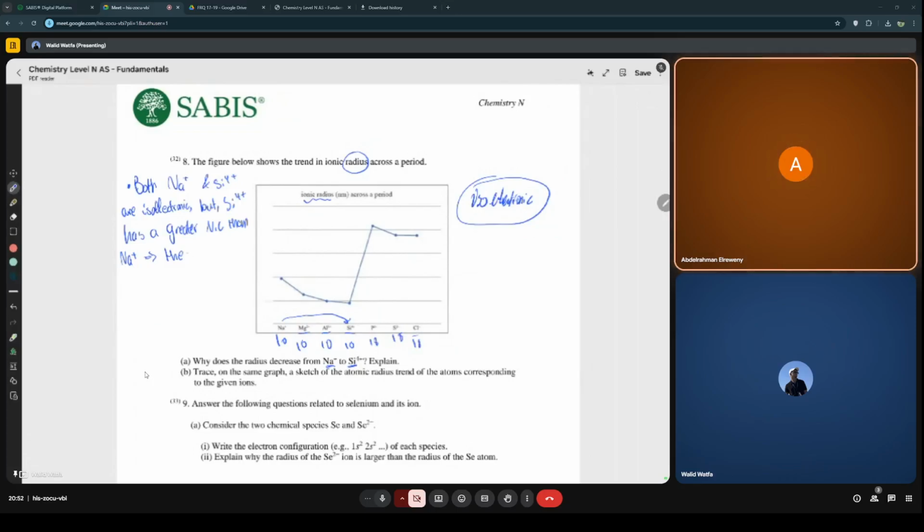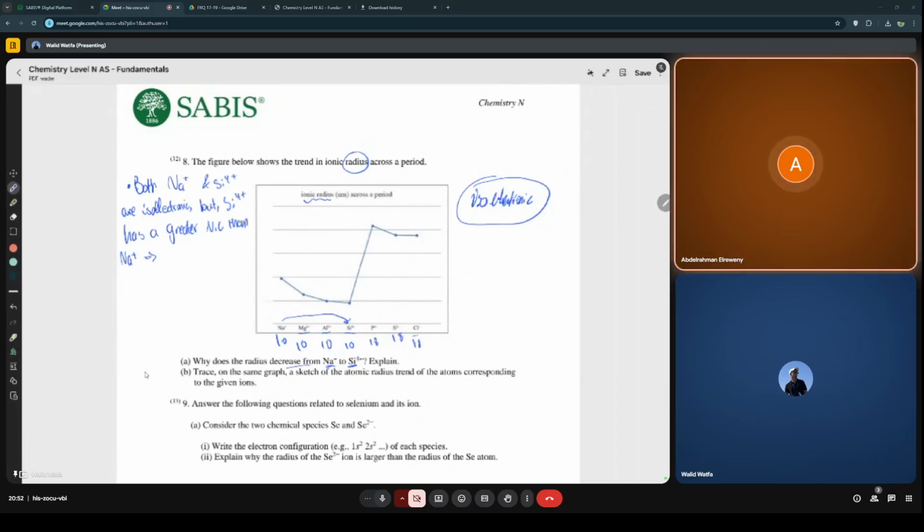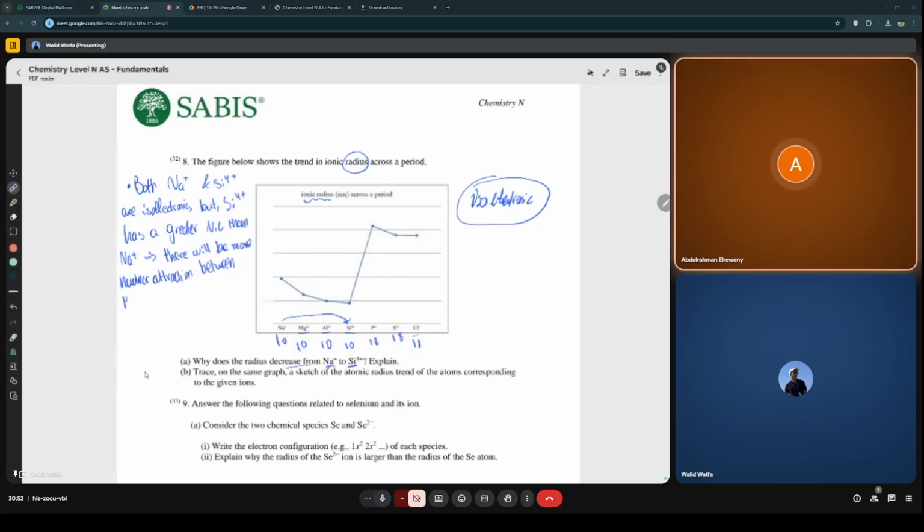The radius. Okay, explain. Why will it decrease? I know we know it's gonna decrease, but how would that decrease if there's a greater nuclear charge? If there's a greater nuclear charge, there will be more nuclear attraction. Perfect. There will be more nuclear attraction between what and what? Between the nucleus and the valence electron.